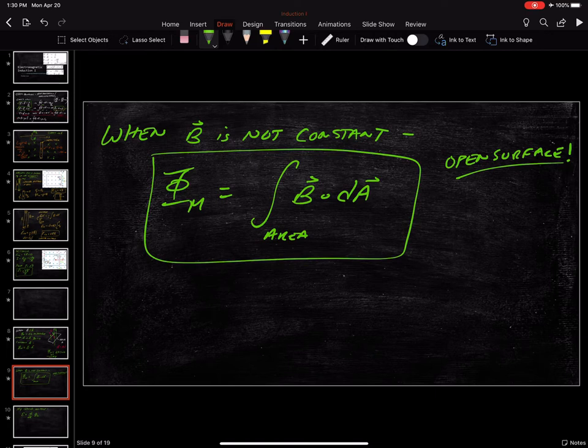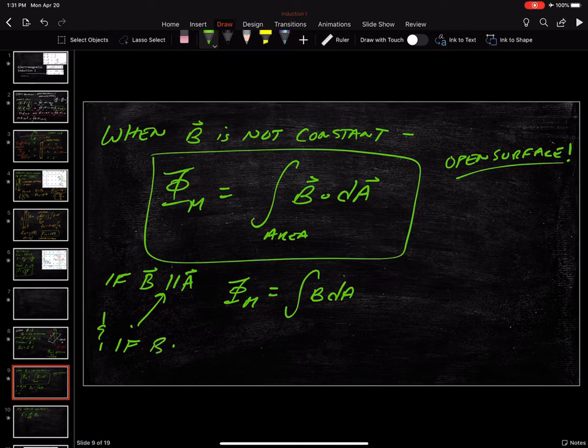Remember, just to remind you, in the different cases: if B is parallel to A, then phi magnetic is integral just B dA. The dot product goes away. If B is perpendicular to A and if B is constant, then phi magnetic is just B times A. The B comes out, you integrate to get the area, that area over which the magnetic field is passing.